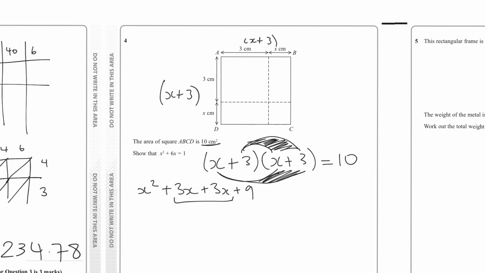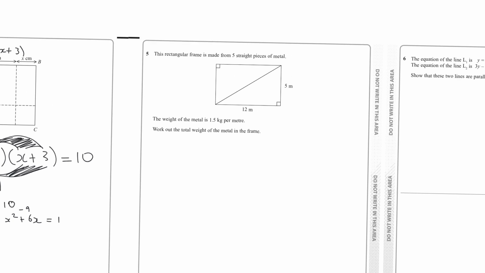So 3x plus 3x can be simplified into 6x. So now we've got x squared plus 6x plus 9 is equal to 10. Then to show what we're trying to show, take away 9 from both sides, and we're left with x squared plus 6x is equal to 1. That is all. Right, so moving on to question 5.